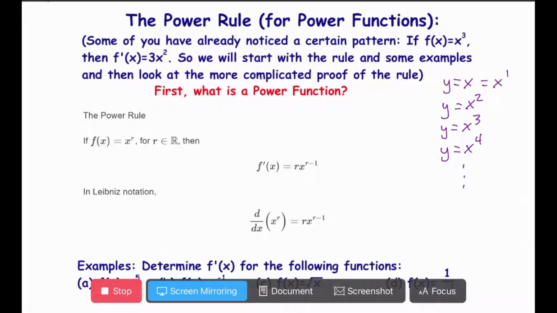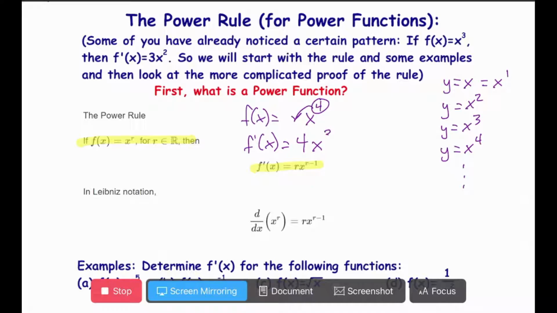But let's see what our power rule actually states. It says that if f of x equals x to the power of r, for r an element of the reals, then, and here comes the good part, f prime of x equals r times x to the power of r minus 1. So basically, let's say we have x to the power of 4. We're taking our number, we're moving it down in front, and we are subtracting 1 from our exponent, or our power.